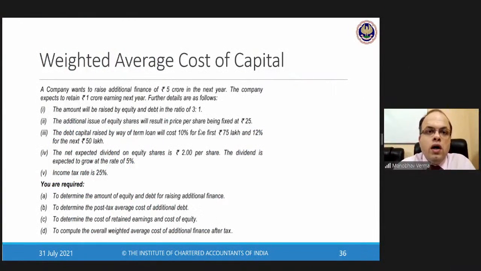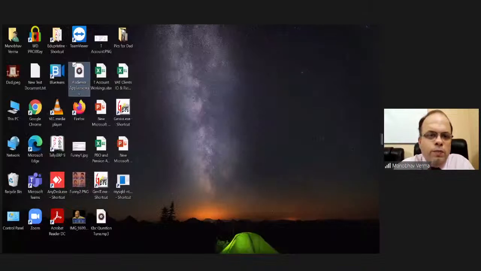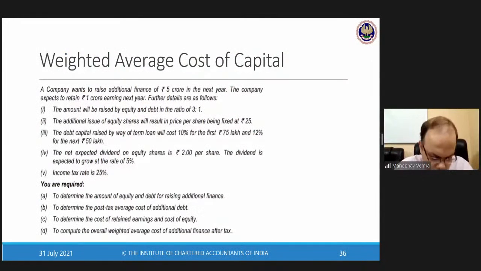Okay, so welcome back, friends. So we have a lot to practice now, but I was just looking at the query panel and I just saw one query from Srishti. I think Srishti, you were asking me about the effective interest rate method.